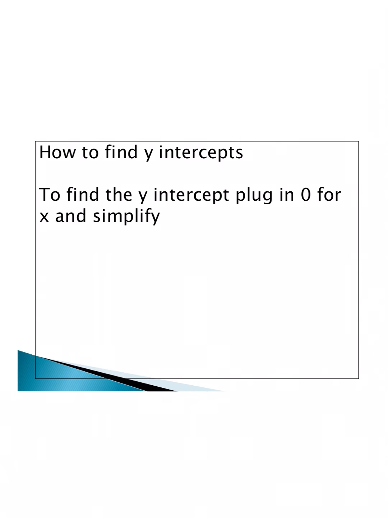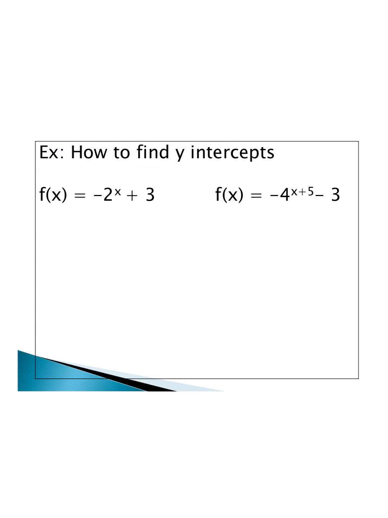All right, in addition to our transformations, we want to identify some other things that will help us graph. So we can find some y-intercepts. To find the y-intercept, what we're going to do is we're going to simply plug in 0 for x and simplify. And whatever we get as a final answer is the value of our y-intercept. All right, we're going to go ahead and find our y-intercepts for these first two examples. Again, we're going to be plugging in 0 for x.